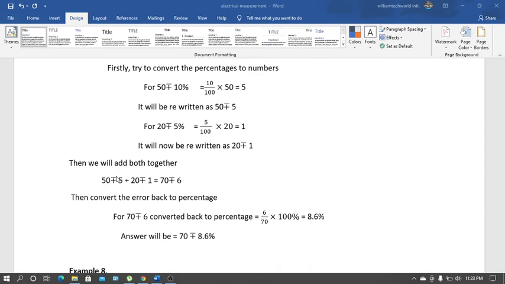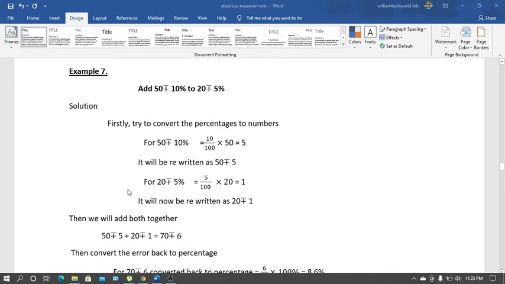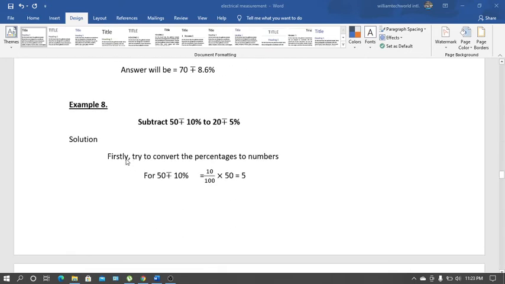Then we convert the error back into percentage because we are given a percentage in the initial stage. So we convert 70 plus or minus 6 back to percentage, which will be 6 over 70 times 100%, which is 8.6. So the answer will be 70 plus or minus 8.6%. So for the percentage rule, convert the percentage to a normal number, then add both of them together, then convert back to percentage.